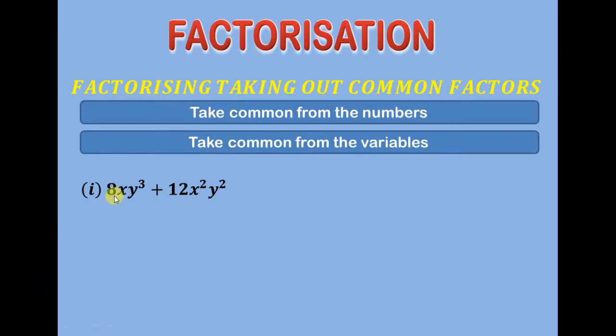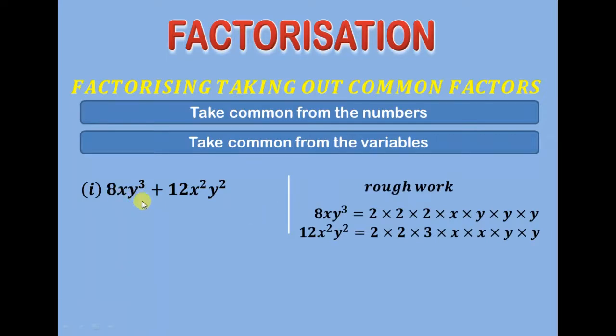Suppose we have a question: 8xy cube plus 12x square y square. As I said, first we need to take a common from numbers, that means from 8 and 12. So we will write this term in this way: 8 is 2 into 2 into 2, xy cube; 12 is 2 into 2 into 3, x square y square. So now first I need to take a common from the numbers. Here we have common 2 into 2, so 4.